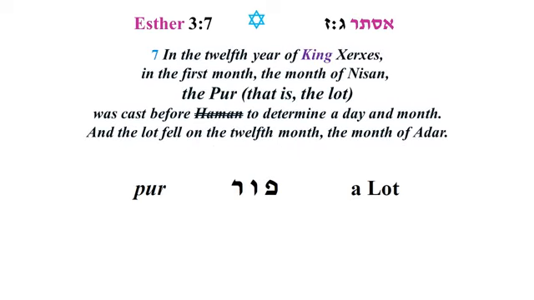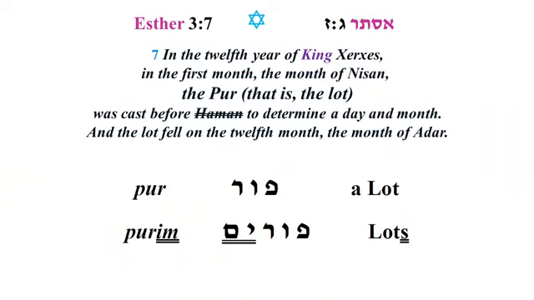Verse 7, in the first month, which is the month Nisan, in the 12th year of King Ahasuerus, Pur, that is the lot, was cast before Haman from day to day and from month to month until the 12th month, that is the month of Adar.